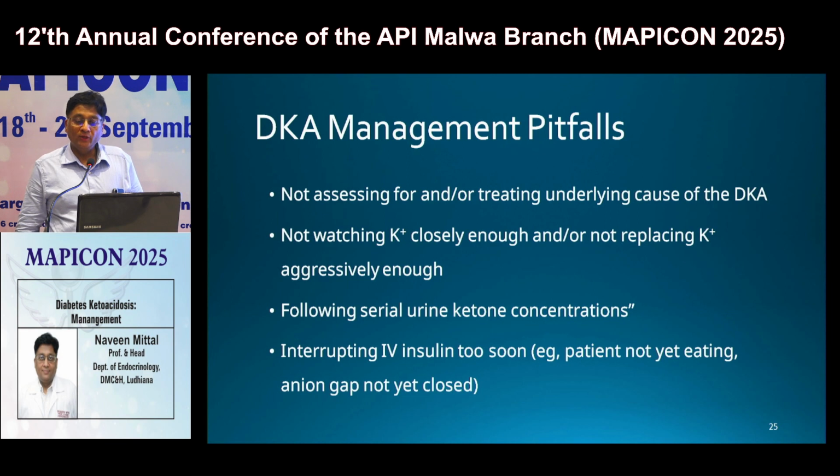Interrupting IV insulin too soon, thinking the patient's sugar is controlled, so IV insulin isn't needed, and the patient might go into hypoglycemia. No, you have to give IV insulin till the acidosis has disappeared. You have to give dextrose along with insulin. Don't stop the insulin when the blood sugar has just come to 50. Unless acidosis is corrected, the patient would never improve.